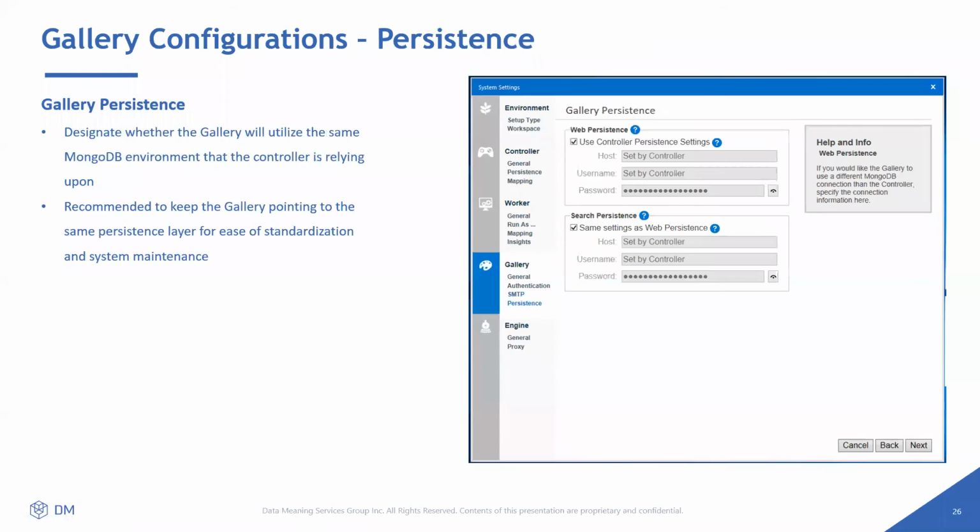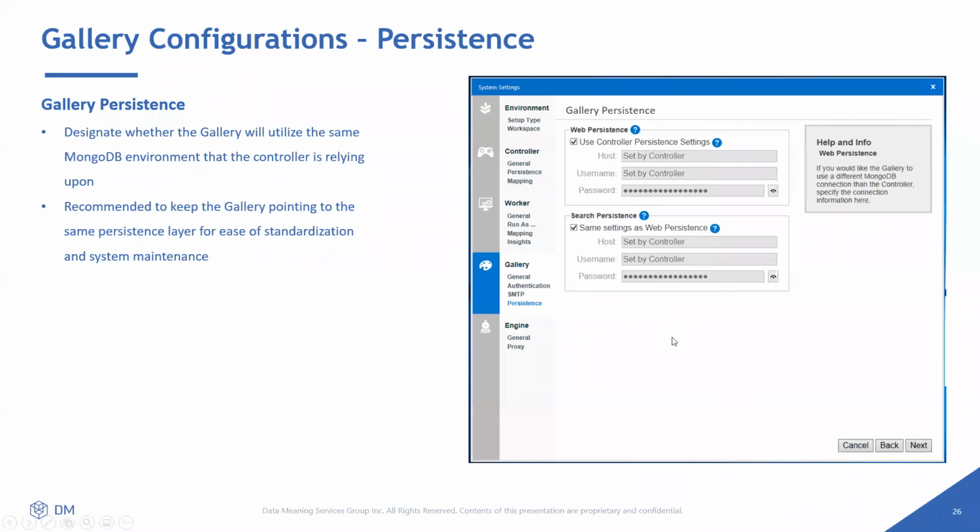Lastly, within the gallery side, we're going to talk about the persistence. And my recommendation is, unless you have separate Mongo databases set up for particular components of your Alteryx environment, which is normally not very common unless you have very specific levels of sharding, it's better to leave these checked and tell the gallery to reference whatever the controller is using for its persistence layer. That way you have some consistency and you can standardize on it. It's easier to do backups in one location than it is multiple.